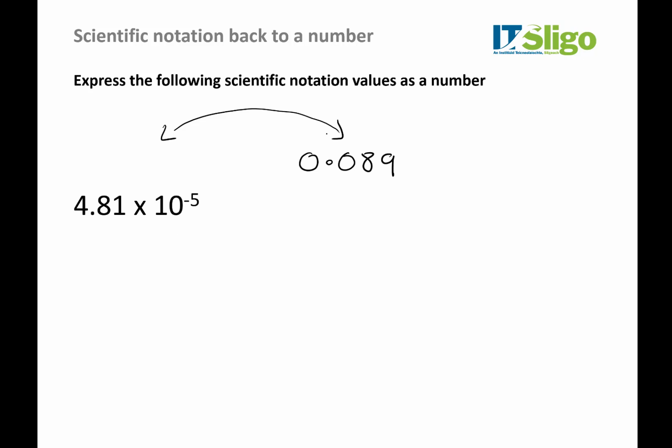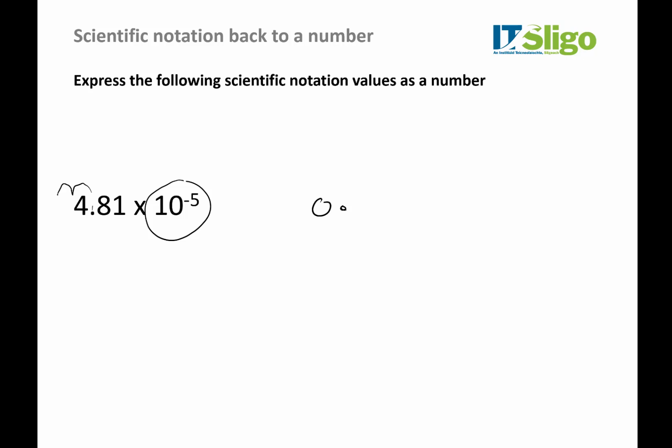Here's another one. Now 4.81. First of all, again, I know it's less than 1. So now 0. I need to move the decimal point 5 places. 1, 2, 3, 1, 2, 3, 4. And then 5. That's my 5 decimal places. 81.